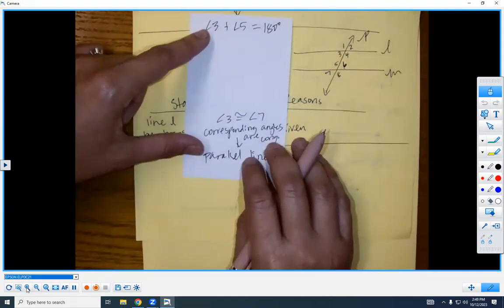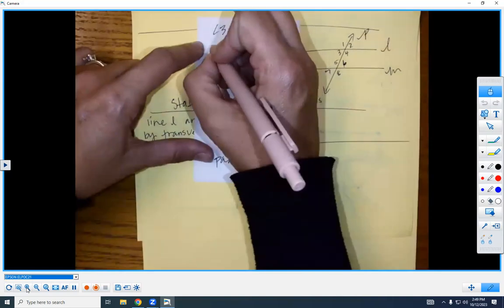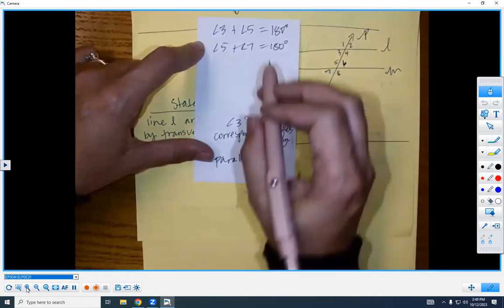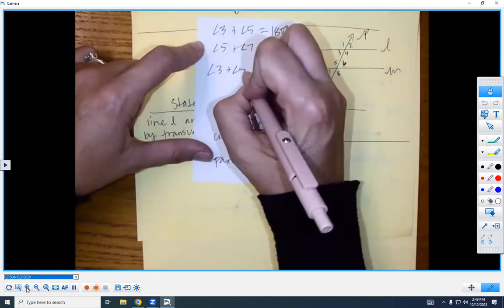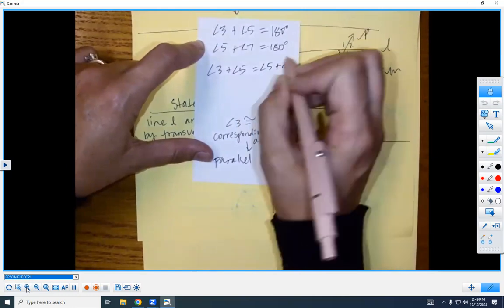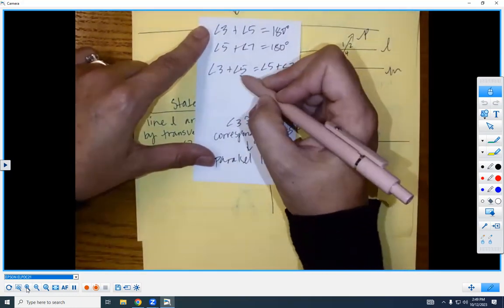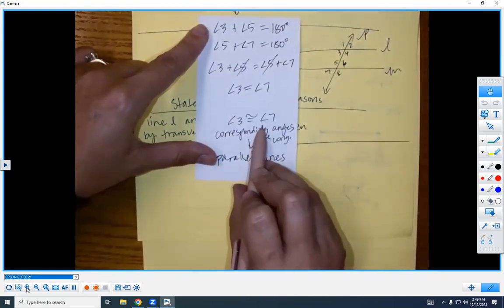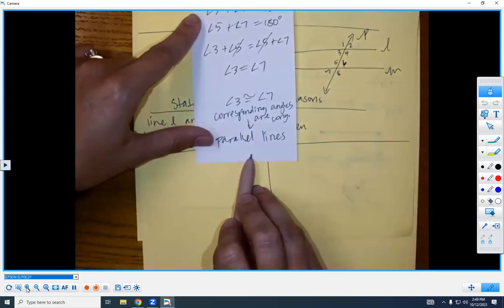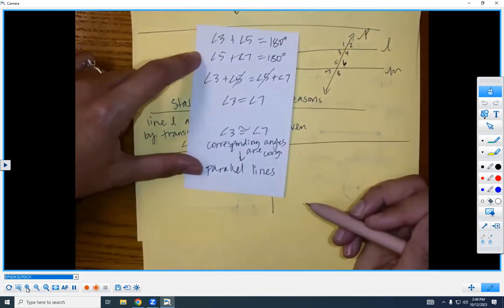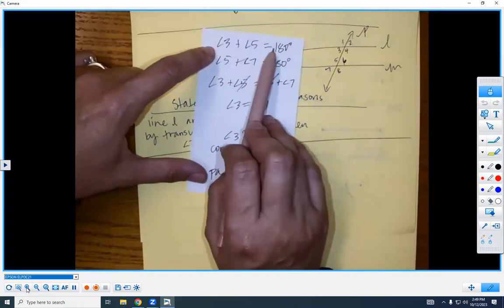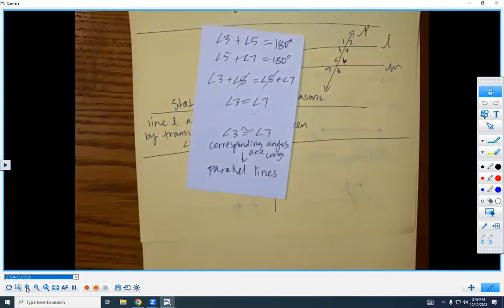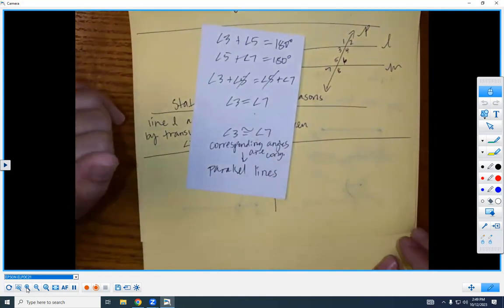You can say 5 plus 7 equals 180, and then substitute: 3 plus 5 equals 5 plus 7. This isn't perfect, we're about to write it perfectly. Subtract the 5 off both sides and get 3 equals 7. So the thought process is to start off with what we know. 3 and 5 equal 180. I also know 5 and 7 are 180. I can do substitution to show that these two are equal and then use the corresponding angles postulate.